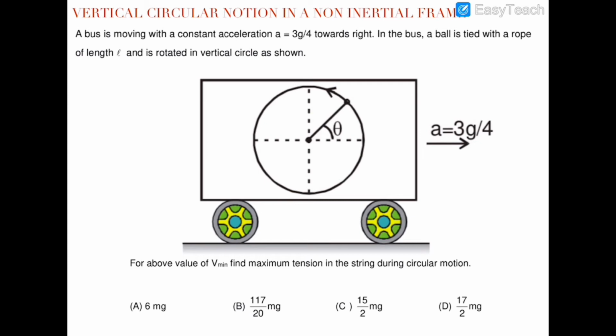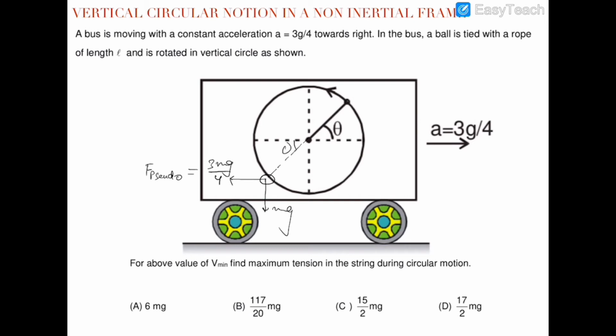So first of all, we know that for the motion, the ball will have an equilibrium position in this direction, because the pseudo force is also active on the ball in the reverse direction, which is 3mg upon 4. This is the pseudo force, F pseudo, because we are standing in a non-inertial frame of reference, and a force mg will be acting in the downward direction.